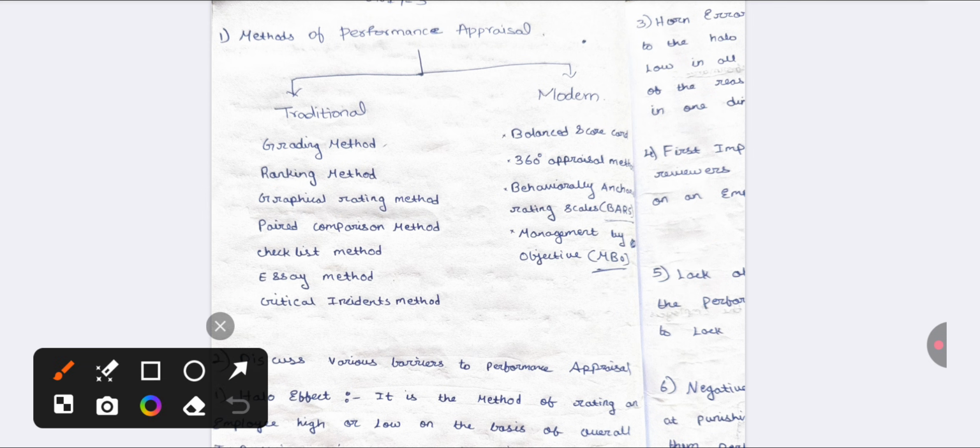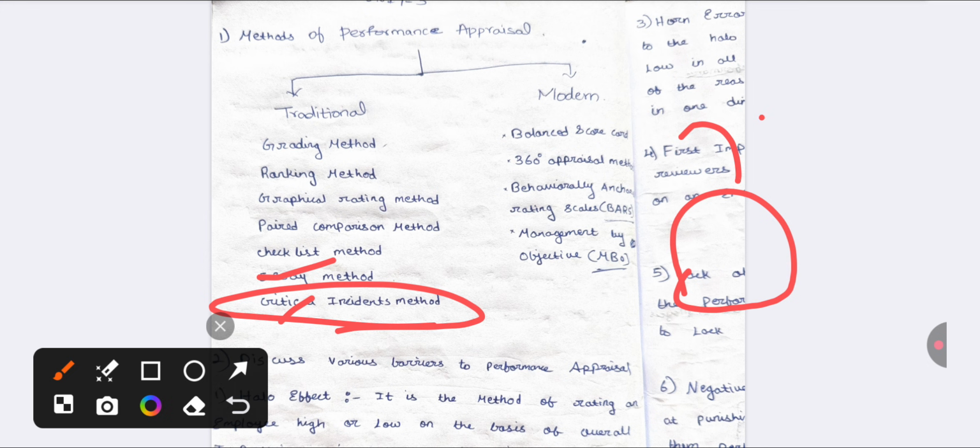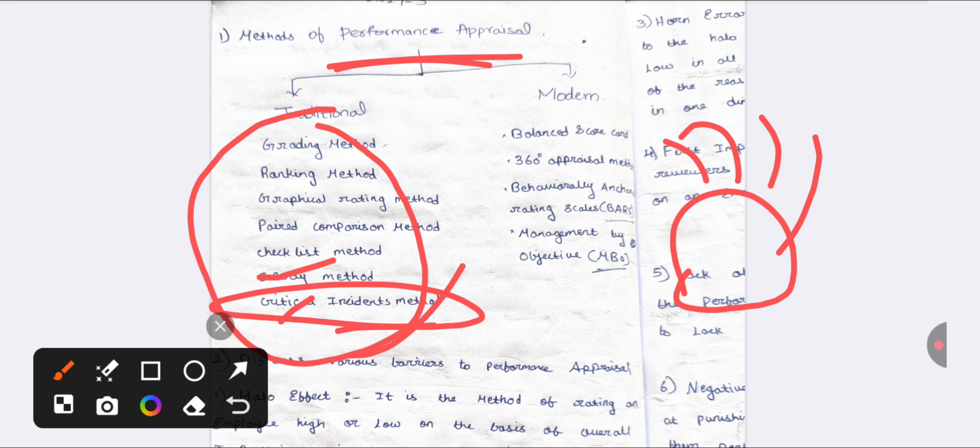Next, you have the essay method. The essay method is a description of that particular employee: what he has done in the past, what he is doing in the present, what he will be doing in the next month, like that. Next, critical incident method. The critical incident method is where, in a particular situation, you see how the employee is managing everything in that situation in the organization. Based on that situation, you grade the performance of the employee. So these all come under traditional performance appraisal. You need to draw a flow chart like this, and below that you need to elaborate one by one.